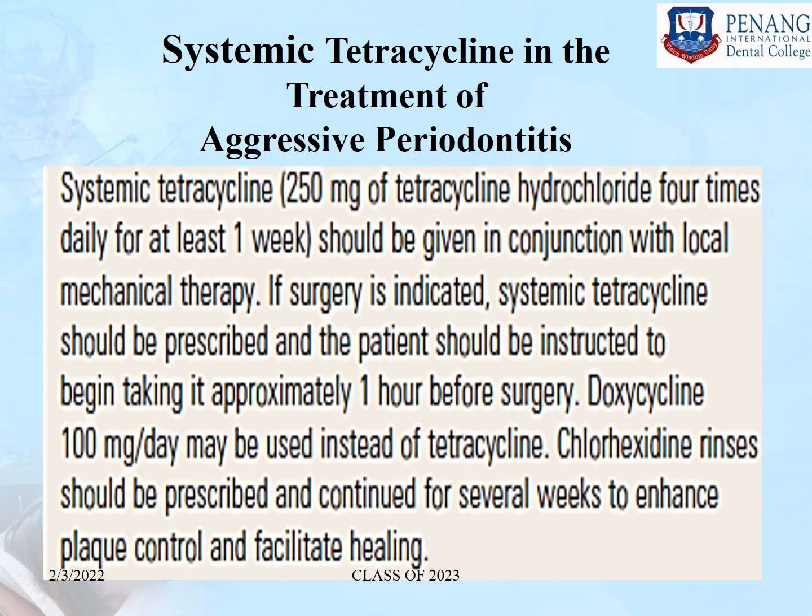For aggressive periodontitis, it is specifically going to be the systemic antibiotic tetracycline, which has to be given in conjunction with your surgical therapy. This is because it helps to fight against A. actinomycetemcomitans, the bacteria which is very specific for aggressive periodontitis. So systemic antibiotic, that is tetracycline, has to be prescribed 1 hour before the surgery if you are going to carry out surgery in such individuals, and chlorhexidine rinses should also be prescribed.